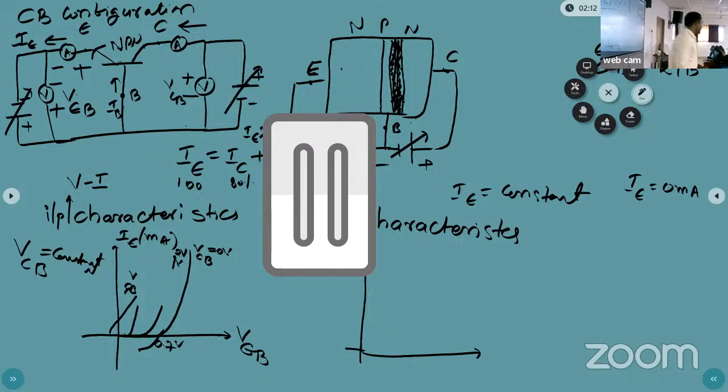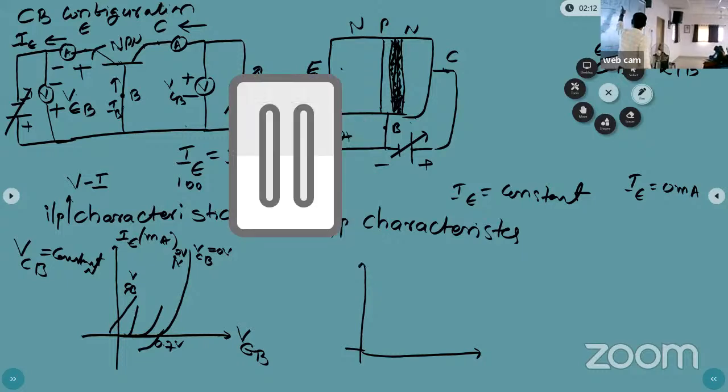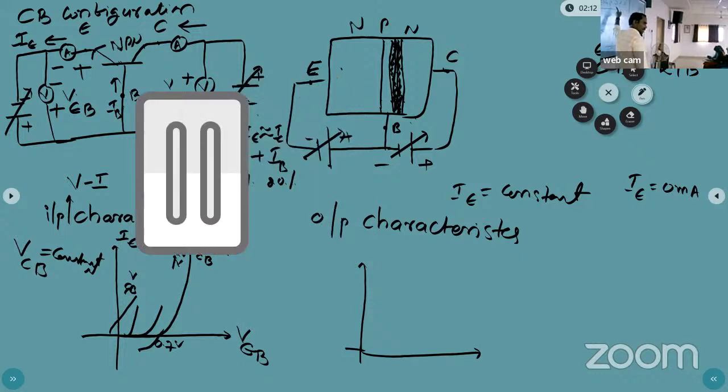Now the collector, if you are increasing this collector base voltage, will it increase or decrease? They are in parallel, so whatever voltage is here, almost the same appears here. If you supply 5 volts here, you also get 5 volts here. If you are increasing this, the voltage also will increase. Then what about the current? Output current.